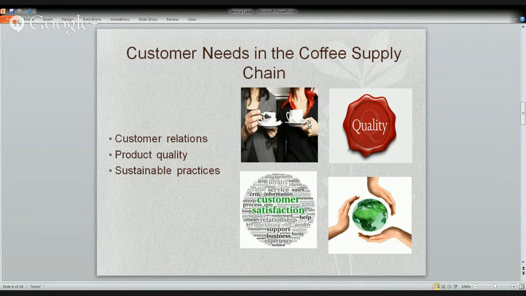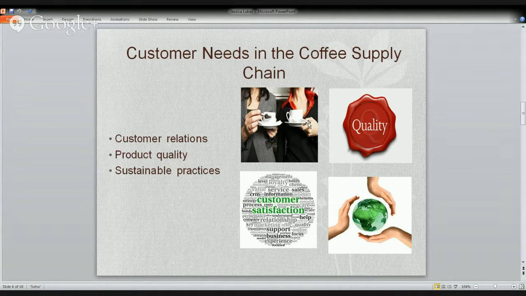Another customer need would be product quality. Coffee companies are using the quality chain in order to guarantee customers experience quality in all coffee products. Quality is important because with many different types of coffee products out there, it is important for each customer supply chain to ensure quality, or else a customer is going to go to another competitive brand.